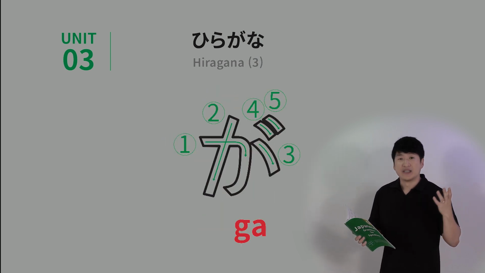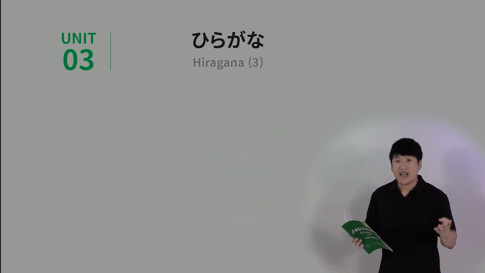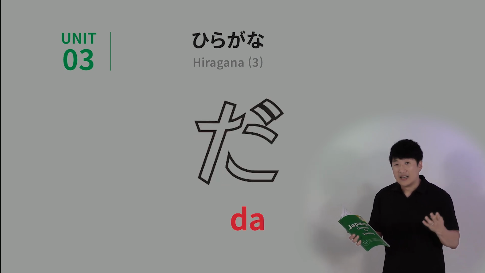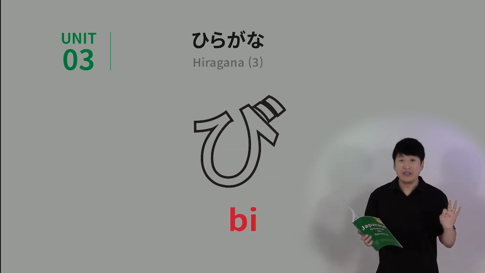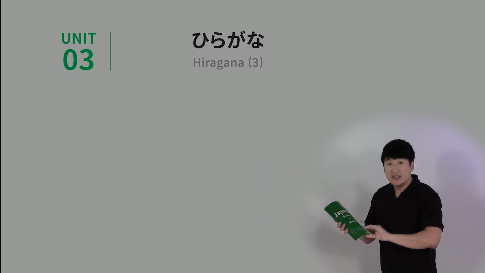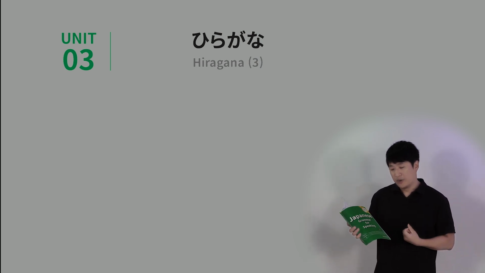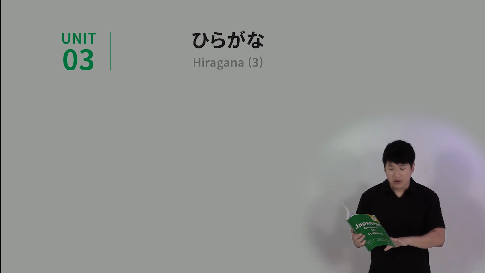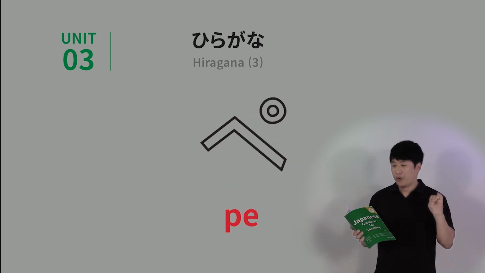All right, let's practice. Ga, gi, gu, ge, go. Za, ji, zu, ze, zo. Da, ji, zu, de, do. Ba, bi, bu, be, bo. And next, you can see handakuten, right? Same, we don't have to remember the word handakuten, but remember there is a little circle on each letter. Okay, how do we pronounce it? Pa, pi, pu, pe, po.